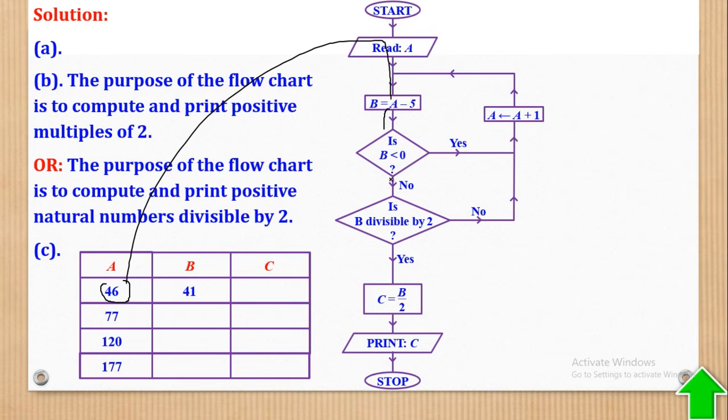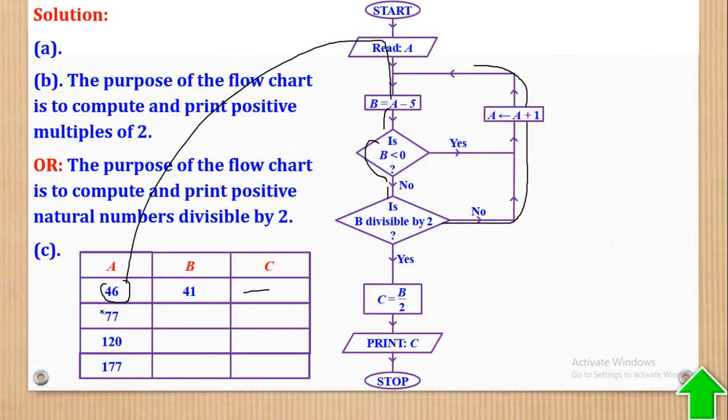No. Now because it is no, you go to this. Is B divisible by 2? No. Because it is no, you go to this arrow and increment A by 1. So increment A by 1 to come up with, oh yeah, now here they didn't want you to do the dry run yourself, they wanted you to fill these values. So here you just put a dash, there is nothing there.